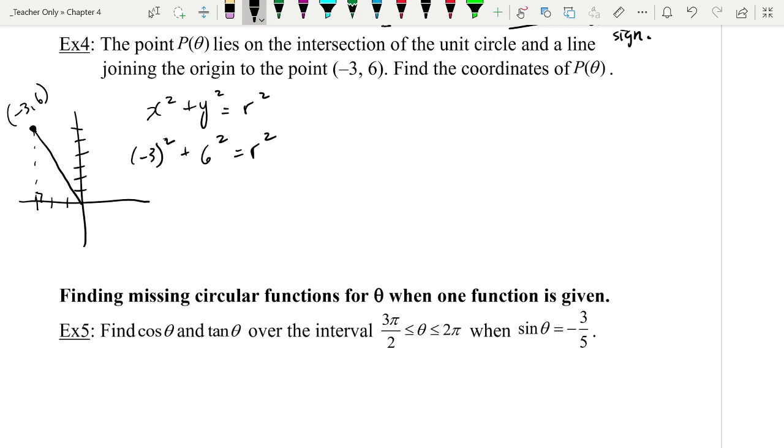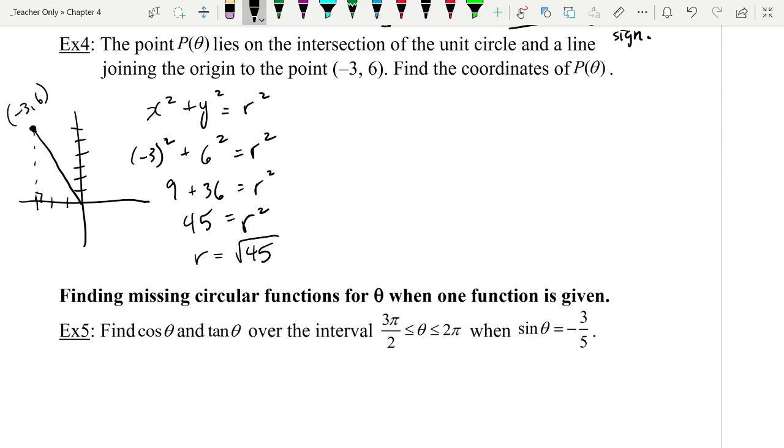Okay, so now what kind of a number is this going to be? Well, let's see. 3 squared is 9. 6 squared is 36. So r squared is going to be 9 plus 36, which is 45. Once again, I don't worry about plus or minus. r is going to equal the square root of 45.